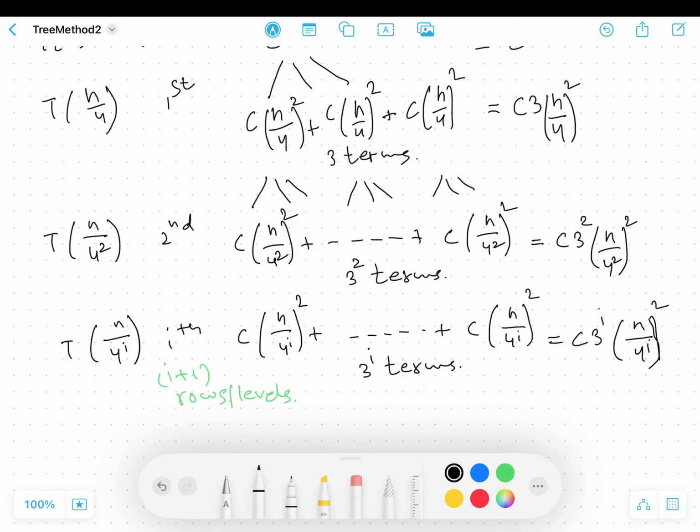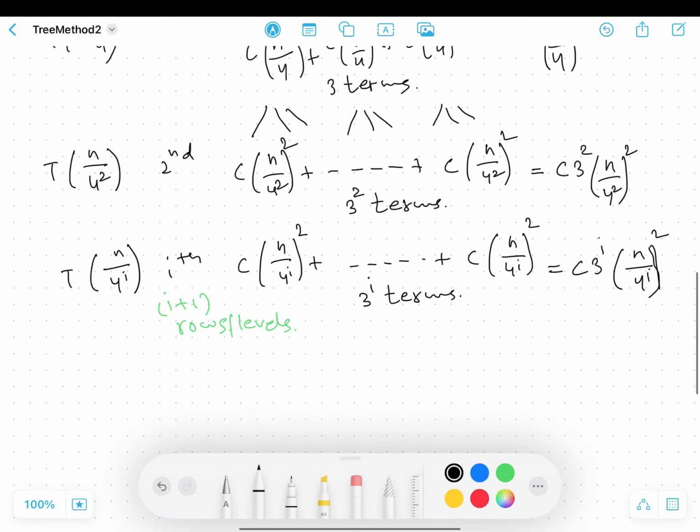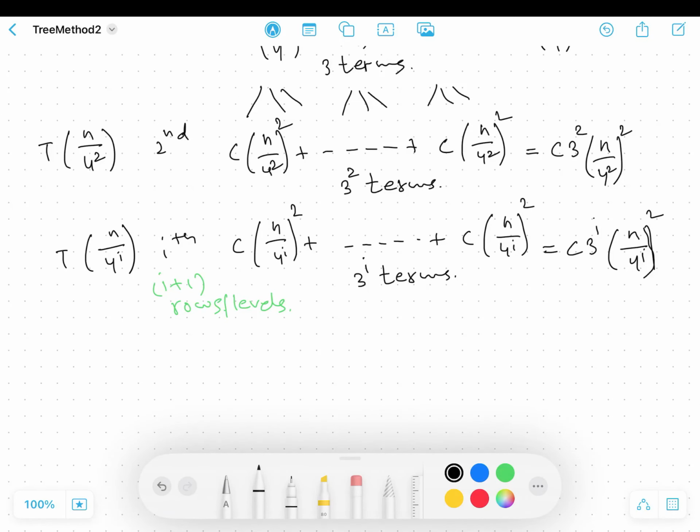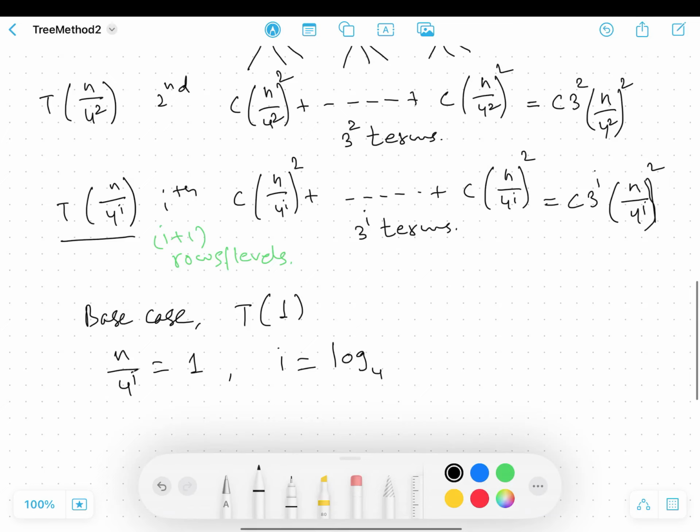Okay. Let's see. This means we have gone to the ith level where the problem size should be 1 or the base case. This means n upon 4I should be 1, or I should be log base 4 n, right?